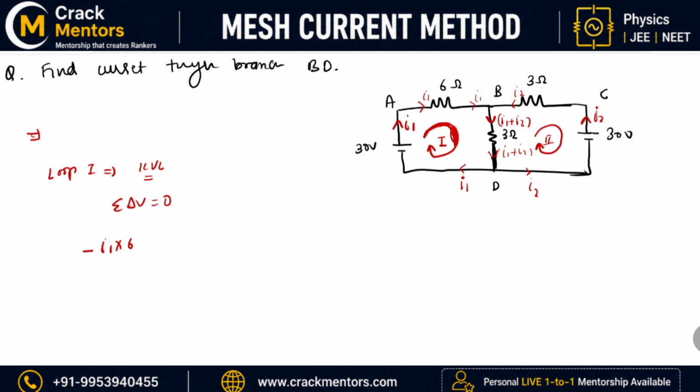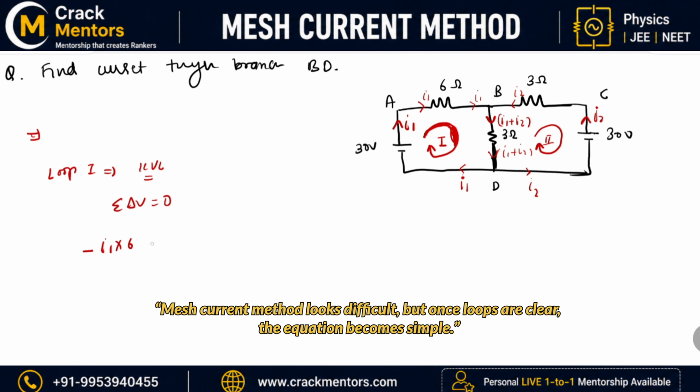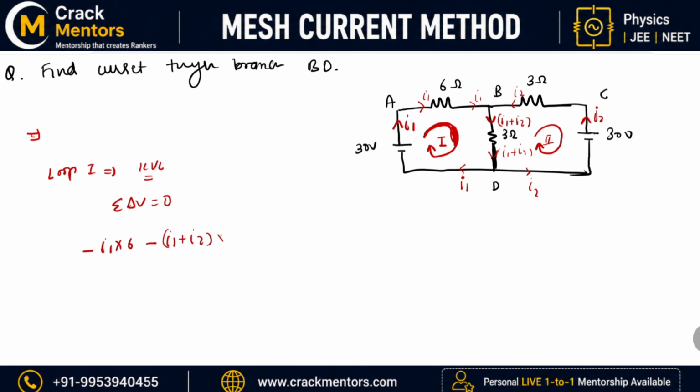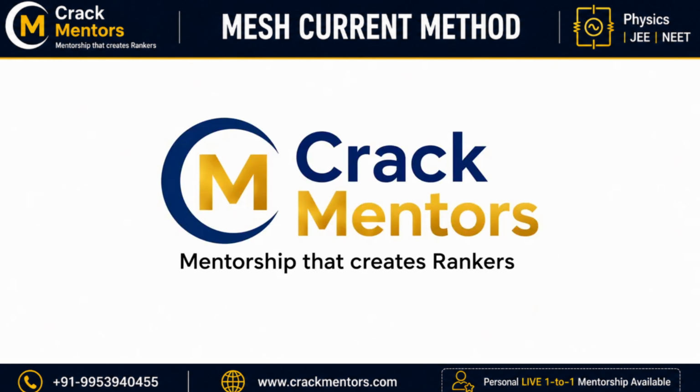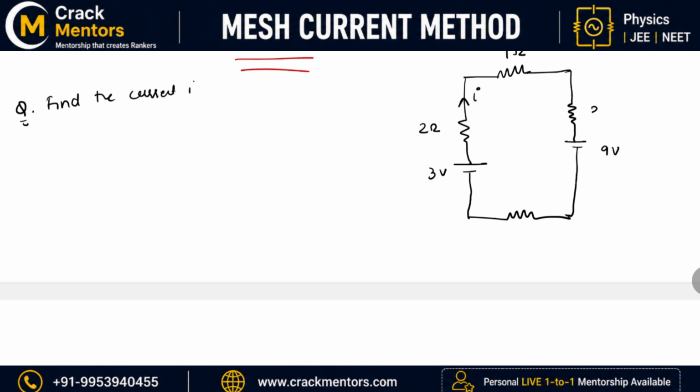Okay, so I will be writing it's how much, it is equal to minus I1 plus I2 multiplied by 3. This is 2 ohm, this is 2 ohm again, and this is 1 ohm. So I have to find the value of the current.